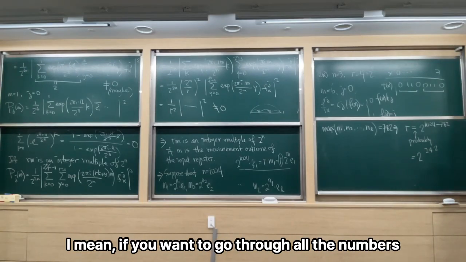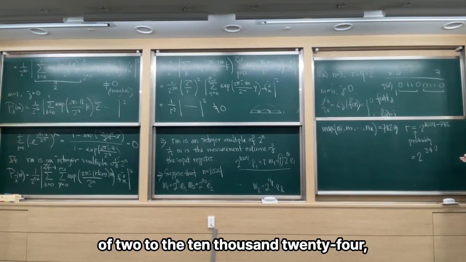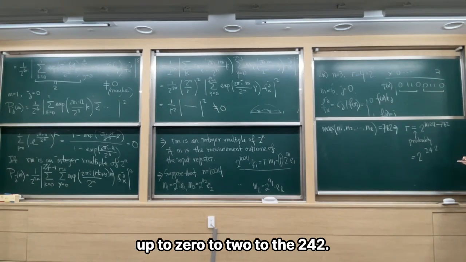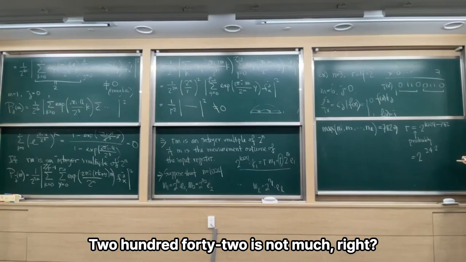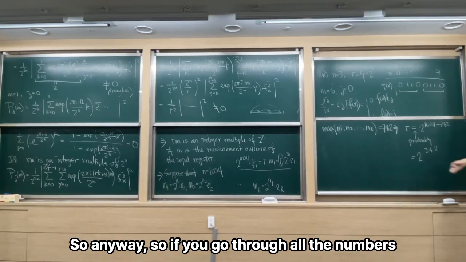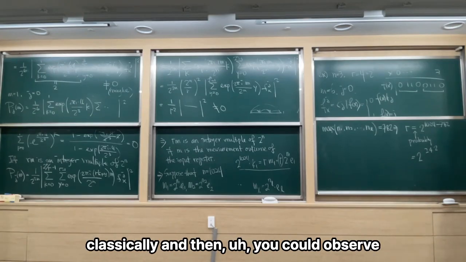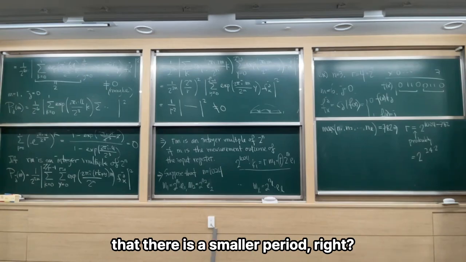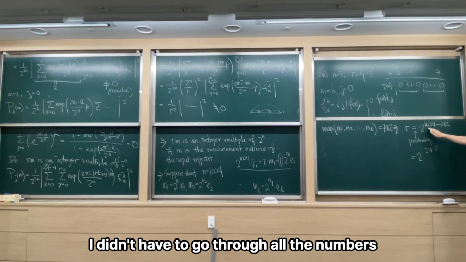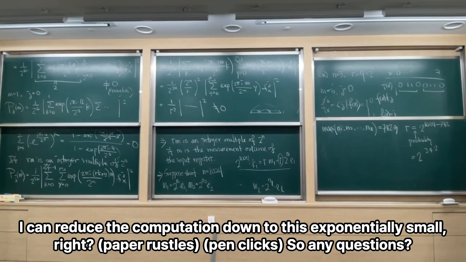And I think it's probable now. If you want to go through all the numbers of 2 to the 1024, it's too much. But now you just need to check the value of the function from 0 to 2 to the 242. 242 is not much, right? It's possible, I think. So if you go through all the numbers classically, you could observe that there is a smaller period, right? But that's okay, because I didn't have to go through all the numbers up to 2 to the 1024. I can reduce the computation down to this exponentially small, right?